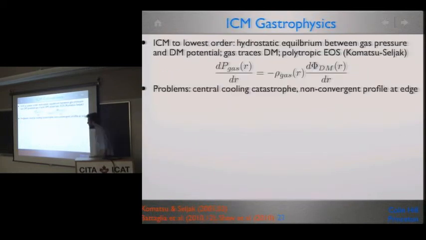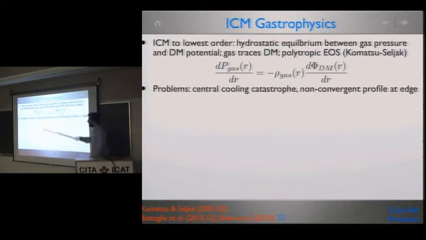All right, so let me just briefly discuss how we model the astrophysics of the ICM, at least for these calculations. To lowest order, the ICM is in hydrostatic equilibrium between gas pressure and the dark matter gravitational potential. You can assume gas traces dark matter, with a polytropic equation of state. This is what people were doing 10 and 15 years ago. This is in Komatsu and Seljak. So we have the hydrostatic equilibrium equation shown here.